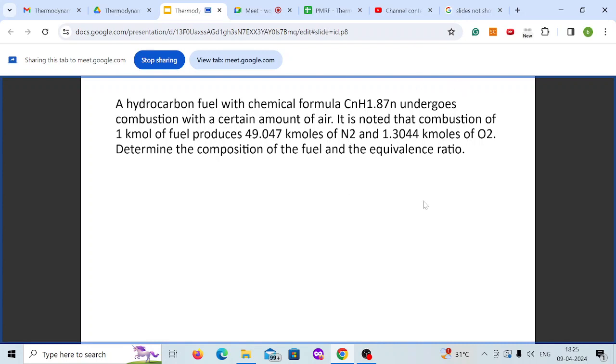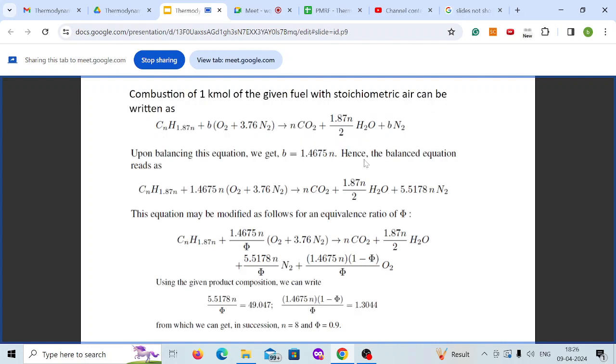So they have given the products. They are saying that it contains 49.047 kilomoles of nitrogen for 1 kilomole of fuel which is getting combusted, and you have 1.3044 kilomoles of oxygen. So we know two components, and we'll see how to find this. We need to find n to find the composition of the fuel, and we need to find the equivalence ratio. So first we'll write a general equation. We know the fuel is CnH1.87n.